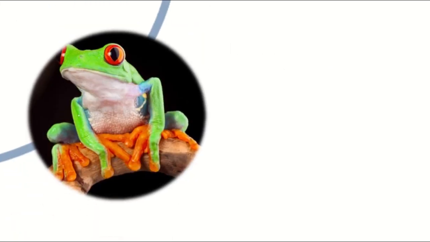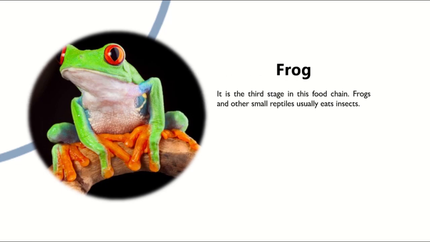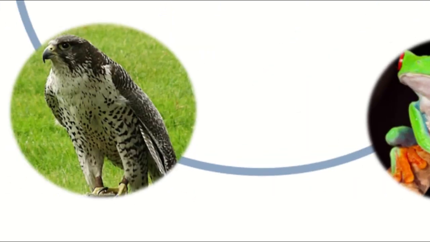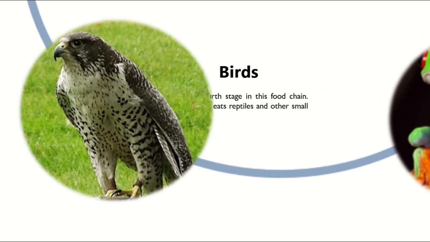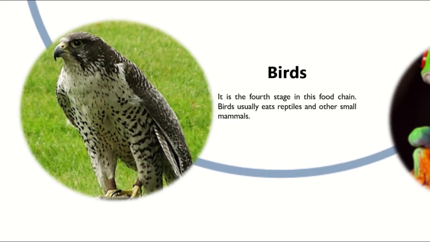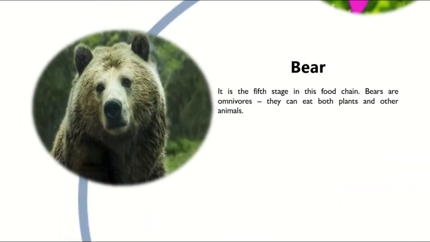And the next one is the frog. It is the third stage in this food chain. Frogs and other small reptiles usually eat insects. And the next one is an eagle or birds. It is the fourth stage in this food chain. Birds usually eat reptiles and other small mammals. And next is the bear. It is the fifth stage in this food chain. Bears are omnivores. They can eat both plants and other animals.